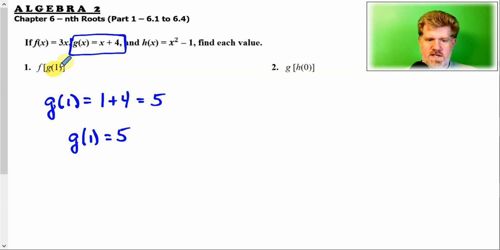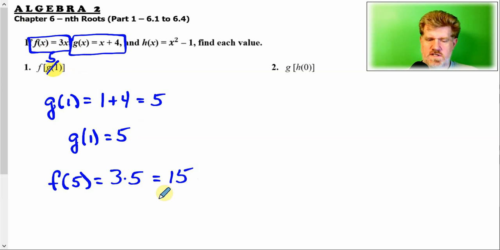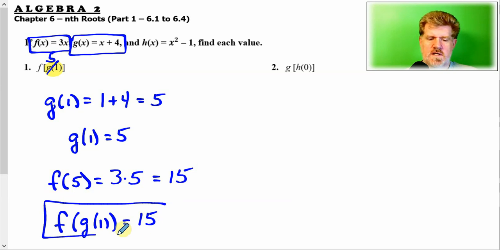Now what am I going to do with that 5? I'm going to put it here. So now I'm going to find f of 5. I know that f is 3x, so it's going to be 3 times 5, which is 15. So f of g of 1 is 15. Right? Just plugging in numbers and finding solutions to them.